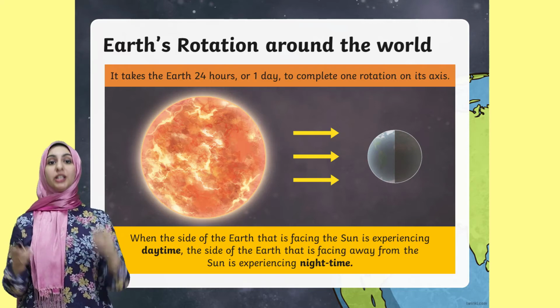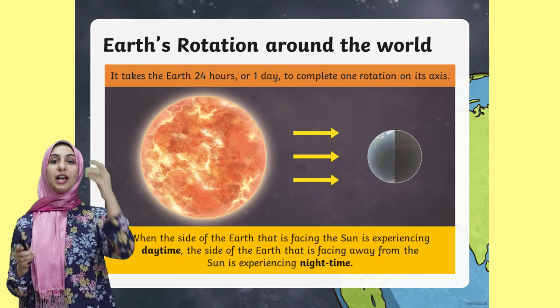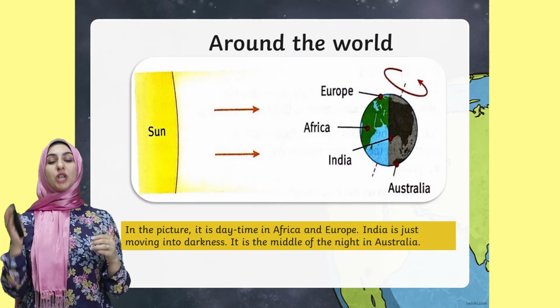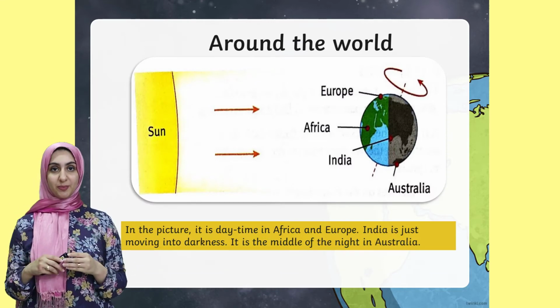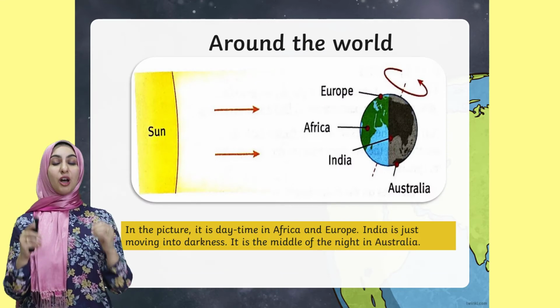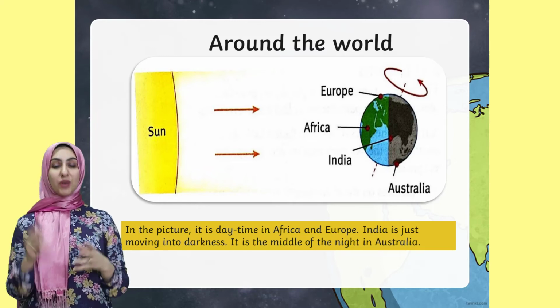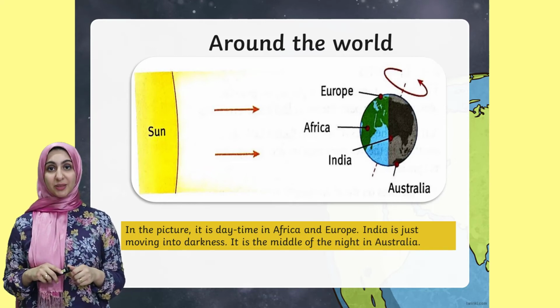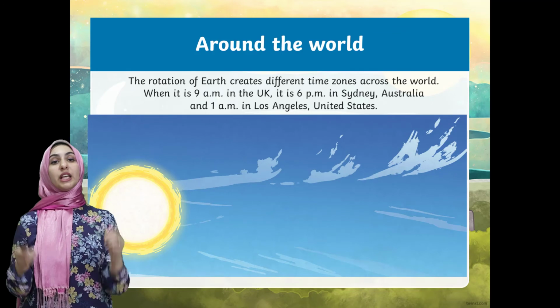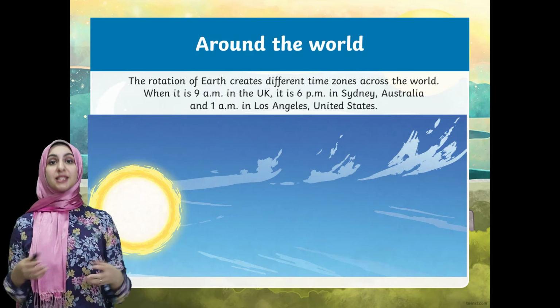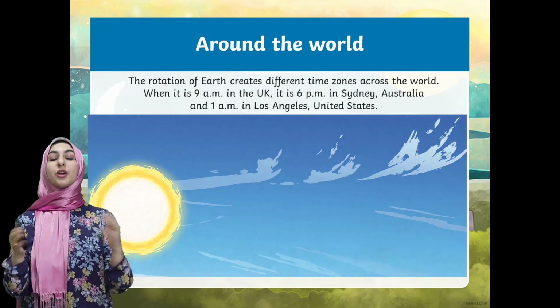In this picture, it is daytime in Africa and Europe. India is just moving into the darkness. It is the middle of the night in Australia, right? This means the rotation of the Earth creates different time zones across the world.